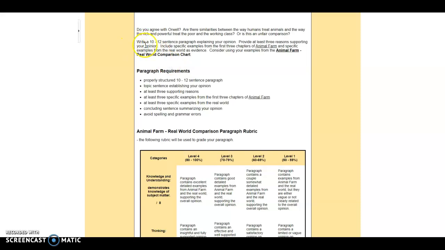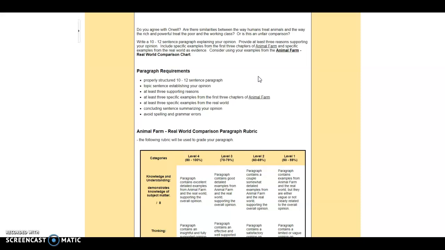So what I'd like you to do is write a 10 to 12 sentence paragraph explaining your opinion. Provide at least 3 reasons supporting your opinion. If you think it is a fair comparison, that the way Mr. Jones the farmer treats animals in the novella and the way the powerful and rich treat the poor and working class in real life are alike, then tell me yes and tell me 3 reasons why, 3 connections that you can draw between the two. If you think it's an unfair comparison, fair enough.